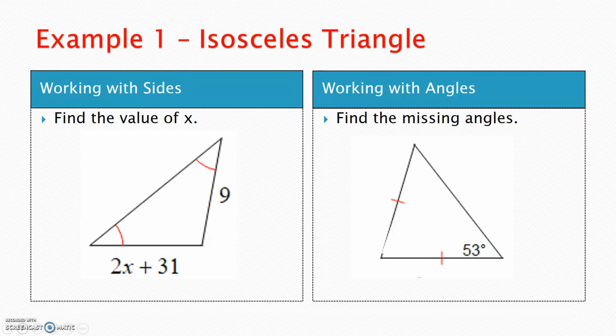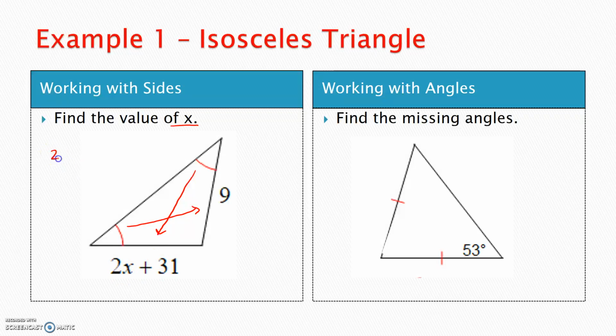Okay, so let's go through this. This one is working with sides. So again, notice the values are on the outside over here. They're not within the triangle. So I'm working with the sides. And it says find the value of x. Well, I know I have an isosceles triangle because I only have two of the bottom angles here that are congruent. That means that if these angles are congruent, I go directly across. I know that these sides are also congruent. That means that they're equal.